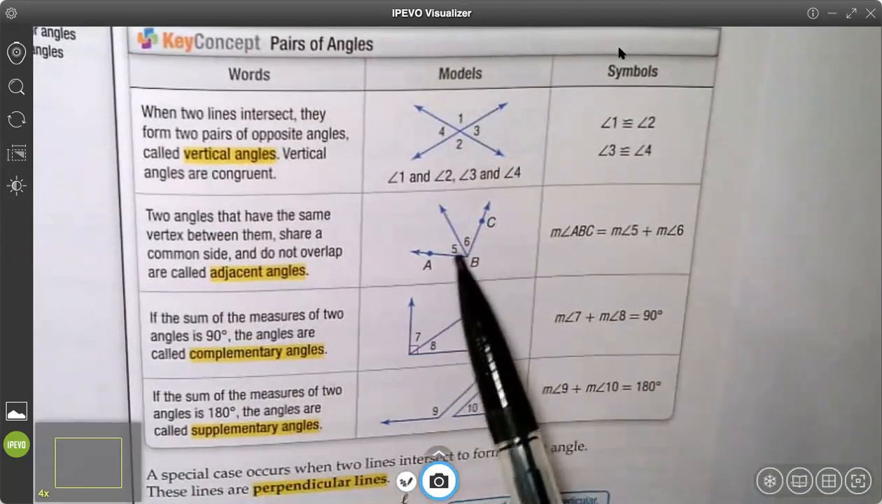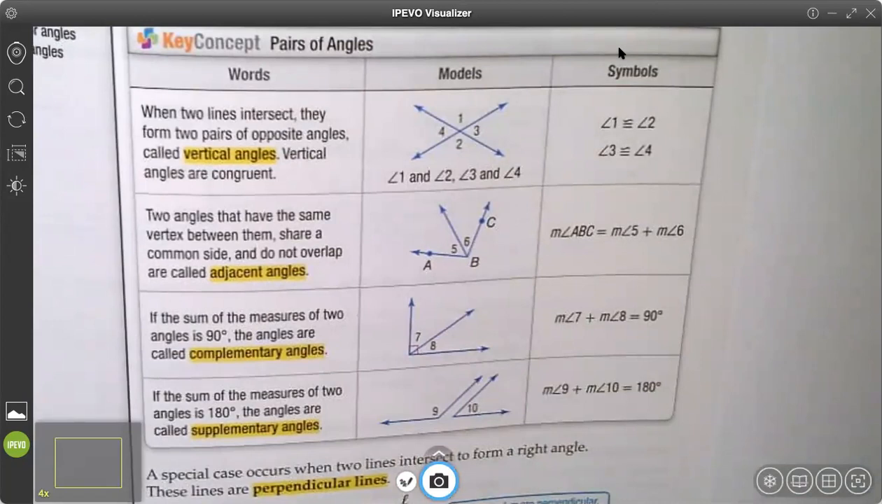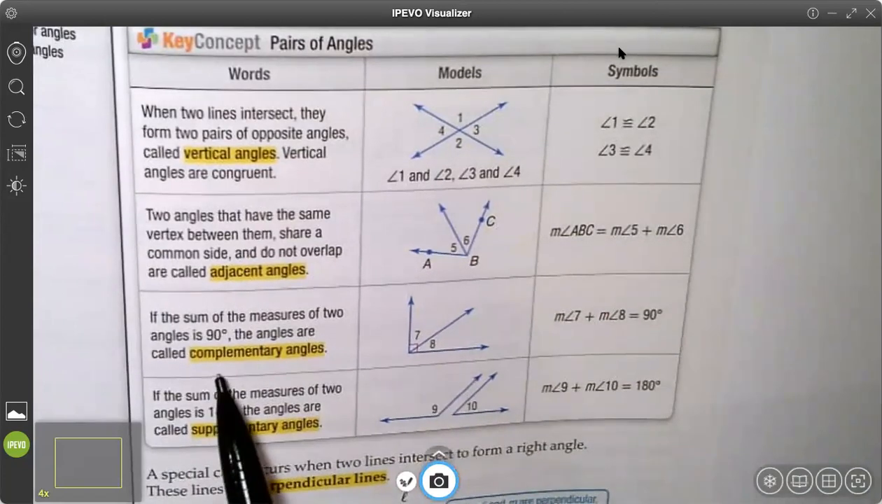Adjacent angles are angles beside each other. Adjacent just means beside. If you're sitting beside someone in class, you are adjacent to that person. Adjacent angles just means beside each other. So that is really not important for what we're doing here, but we went over it since it was in the book. Two very important vocabulary words are complementary angles.